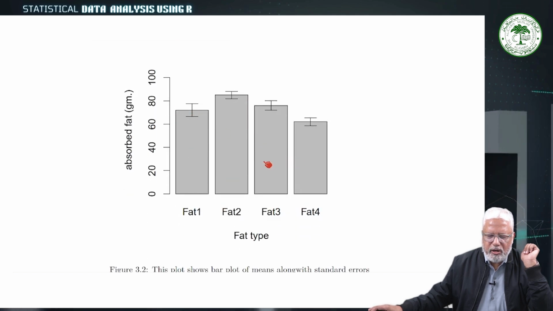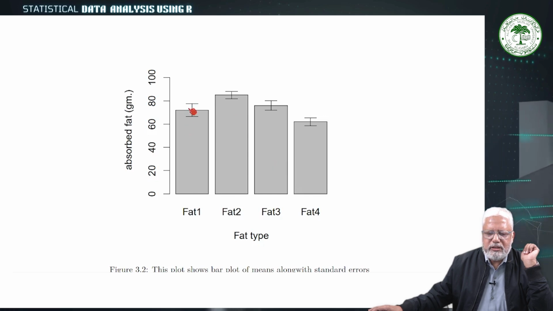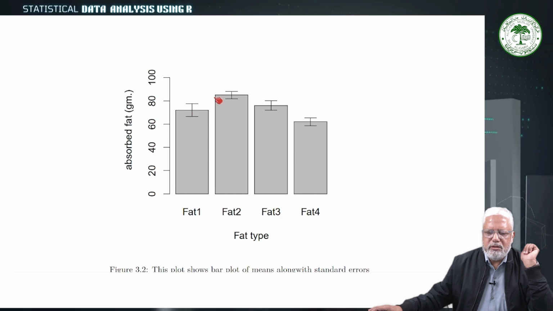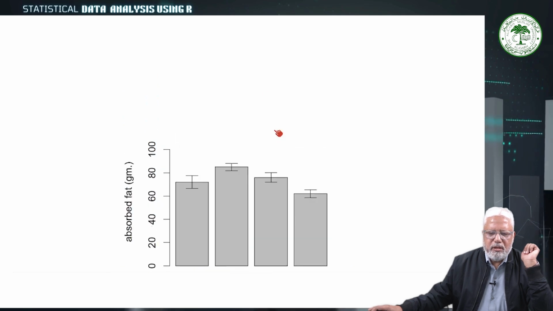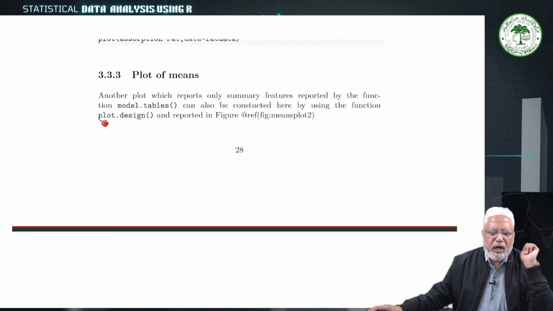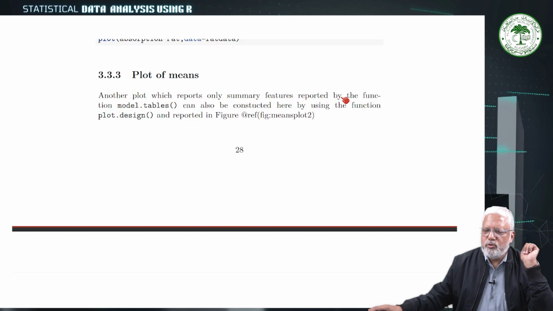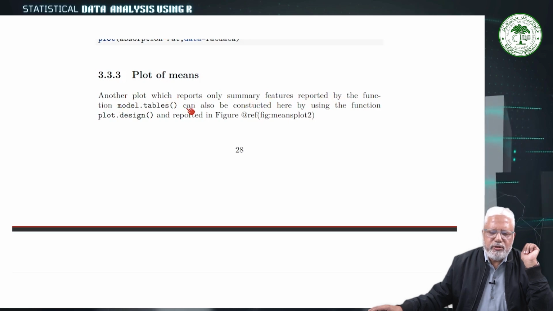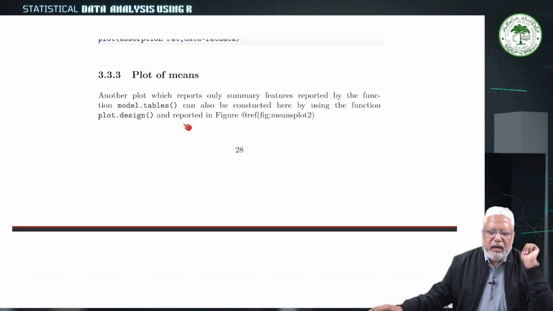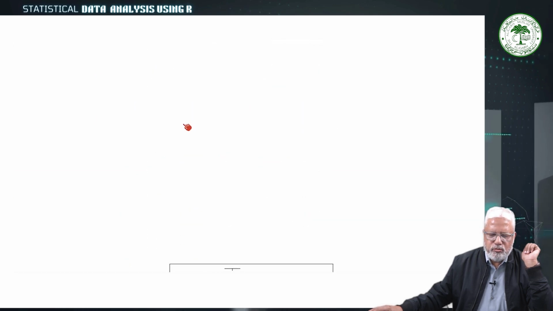This is the error bar plot. These are the standard errors, and these are the means. Besides the plot of means, another plot which represents the summary features reported in the function model.tables can also be constructed here, and that is plot.design.